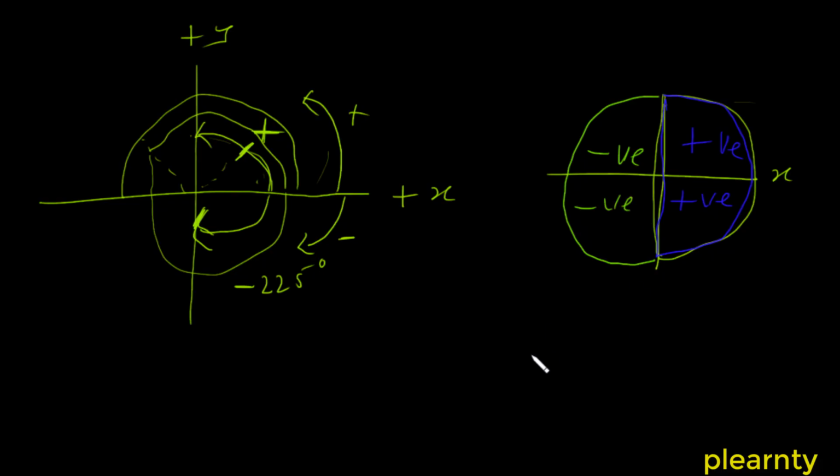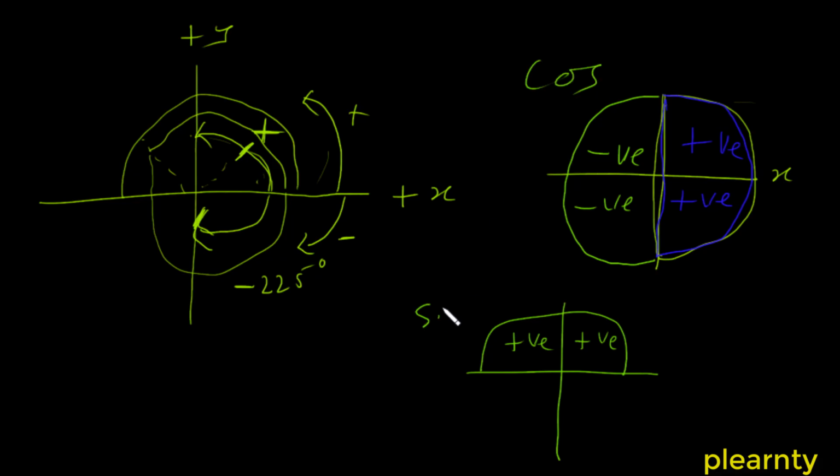The same thing applies to sin theta. This part, when you look for the sine of anything that falls in this part, is going to be positive. That is, this is for cos, and this is for sine. When you look at the sine of anything that falls in this part, it is going to be negative.